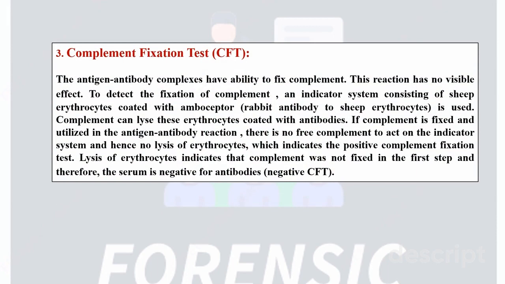Complement-Fixation Test. For this type of reaction, an indicator system consisting of sheep erythrocytes coated with amboceptor, rabbit antibody to sheep erythrocyte, is used. Complement can lyse these erythrocytes coated with antibodies. If complement is fixed and utilized in the antigen antibody reaction, there is no free complement to act on the indicator system. Hence, no lysis of erythrocytes occurs.